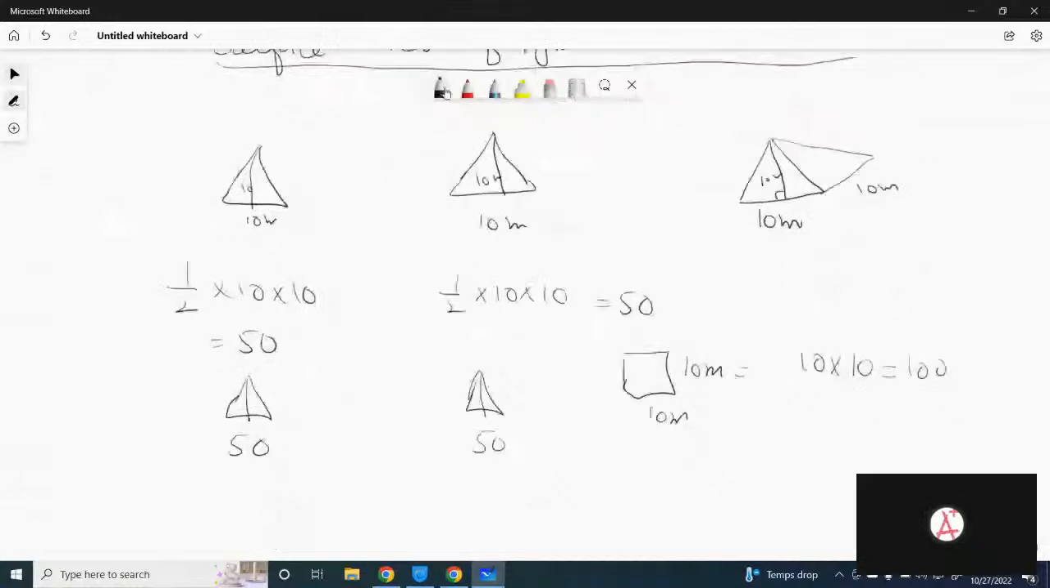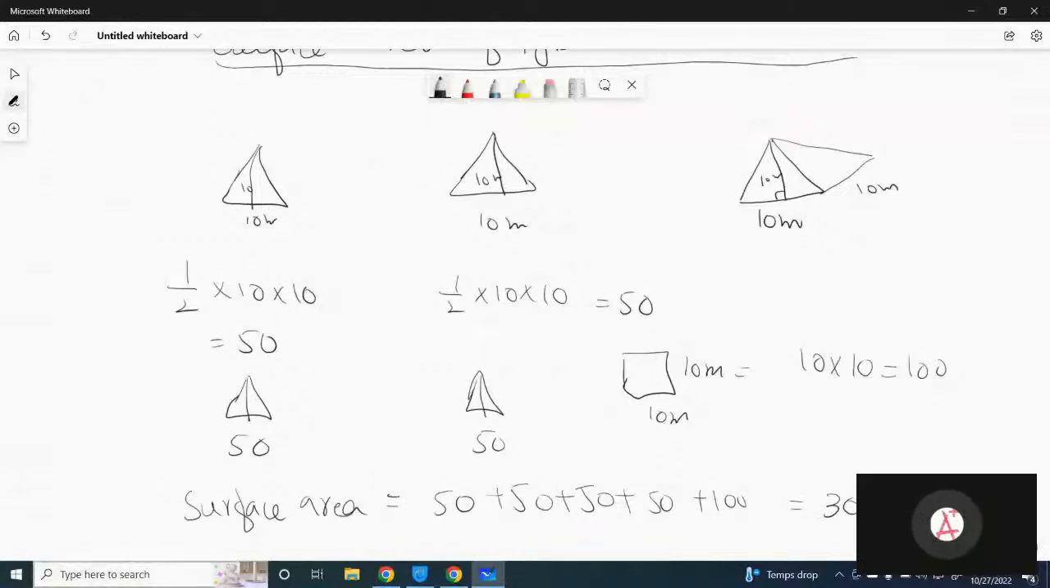So for the surface area, you have to add all five areas of the faces. So it would be 50 plus 50 plus 50 plus 50 plus 100. So it would be 100, 200, it would be 300. So the surface area of the pyramid is 300. You can calculate the area face by face and then you have to add them. Got it?